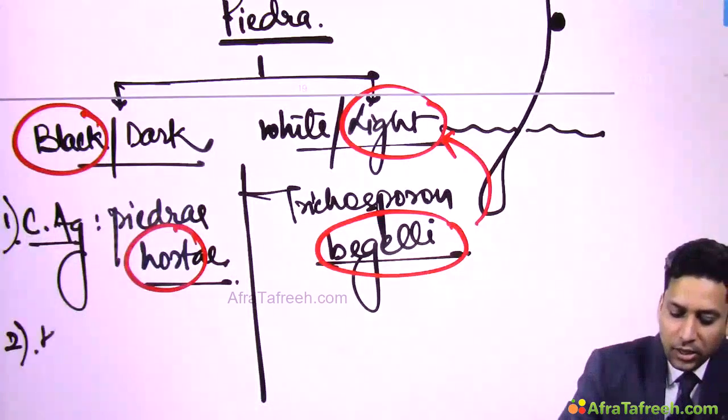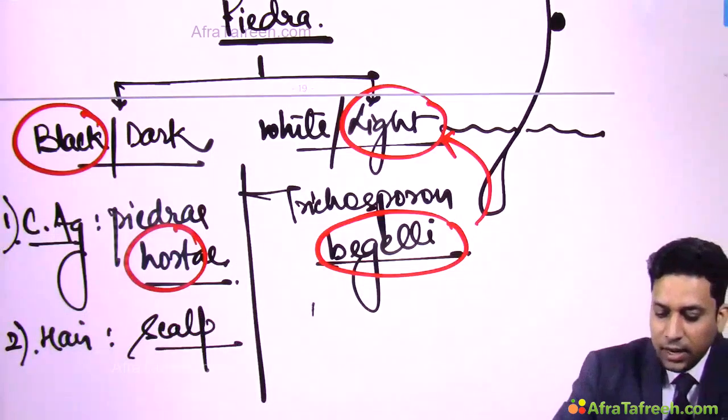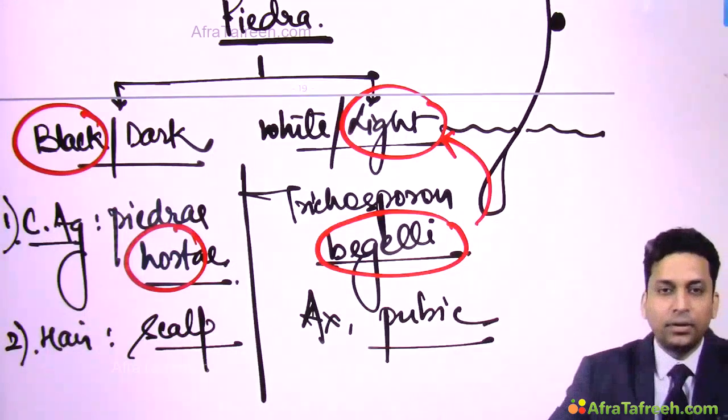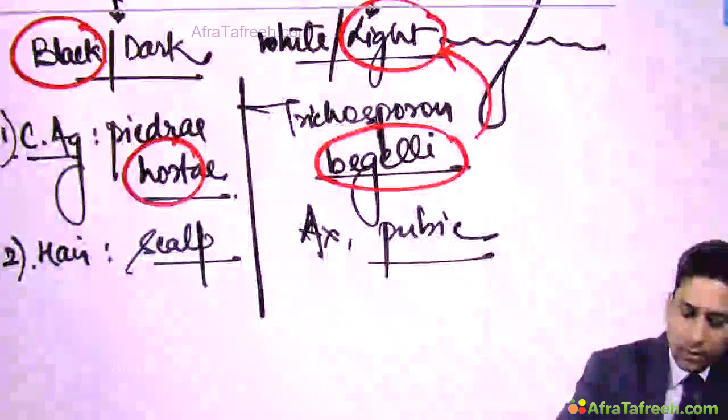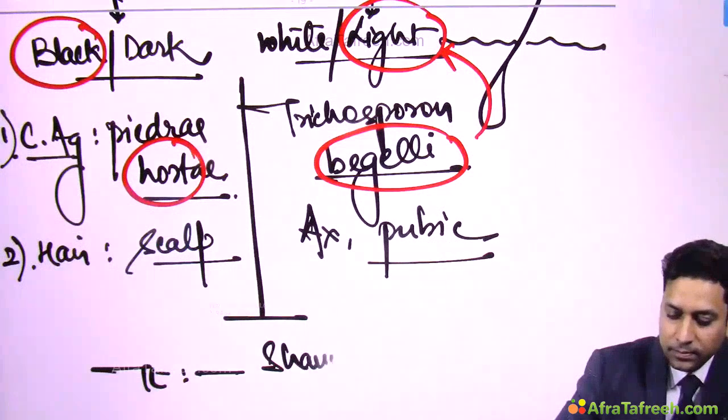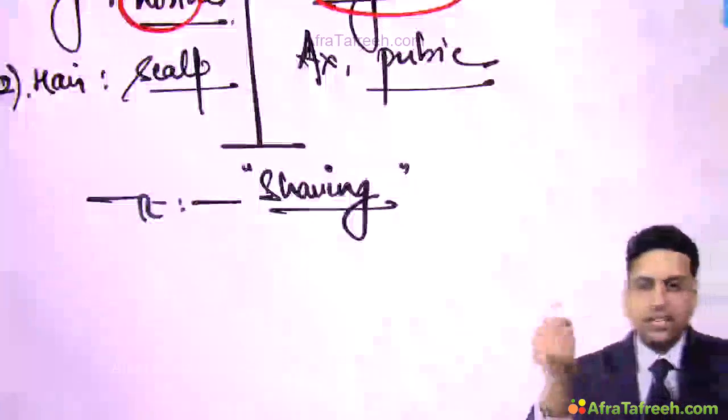If you look at the hair follicles, you will find generally scalp hair are involved in black pedra, while axillary and pubic hair are involved in light pedra. Now the treatment for both these conditions is same, and the treatment is shaving of hair. So shaving is the treatment.